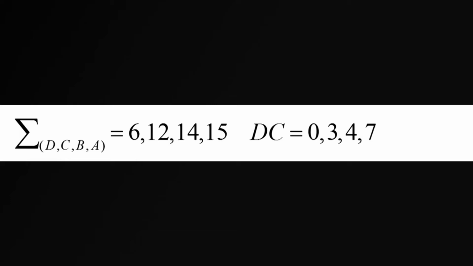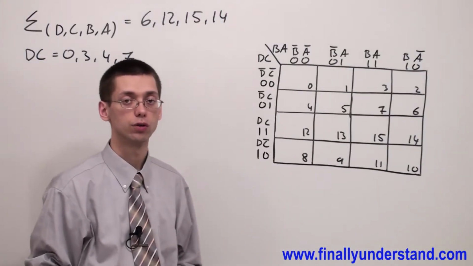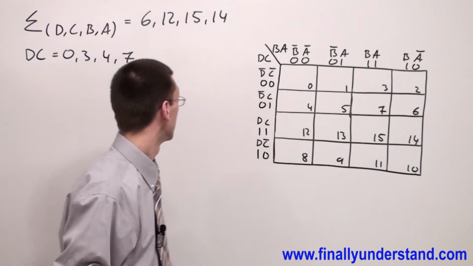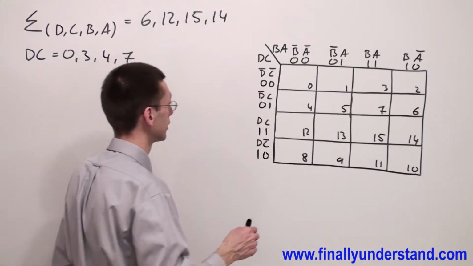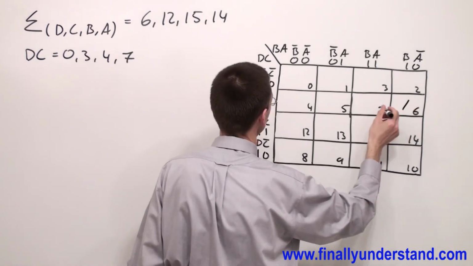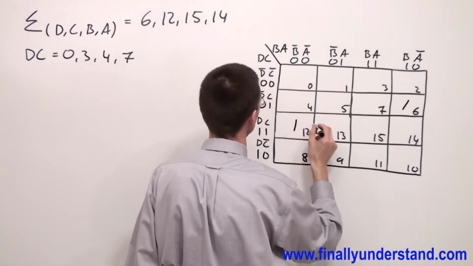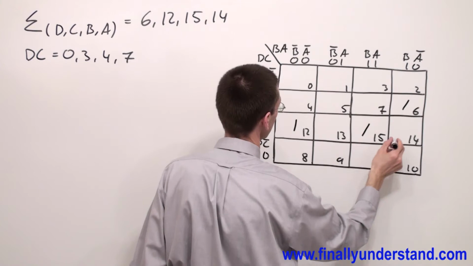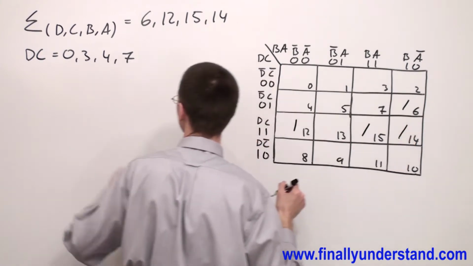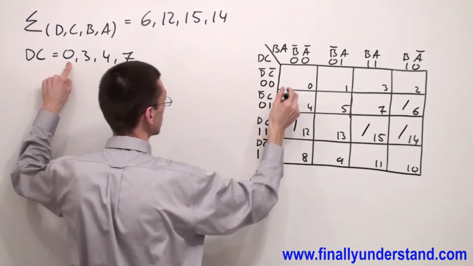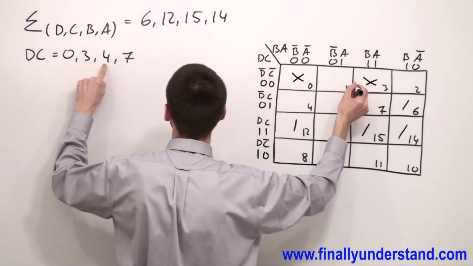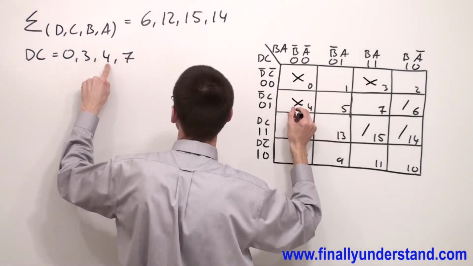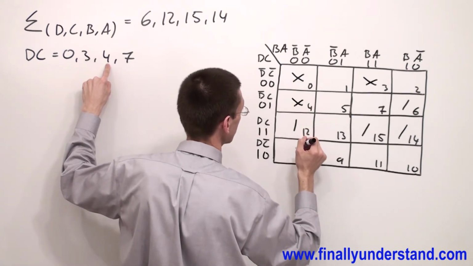We have another example, but this time we are going to have don't care conditions. We are going to have ones in the following cells: cells 6, 12, 15, and 14, and we have don't care conditions in cell 0, cell 3, cell 4, and cell 7.